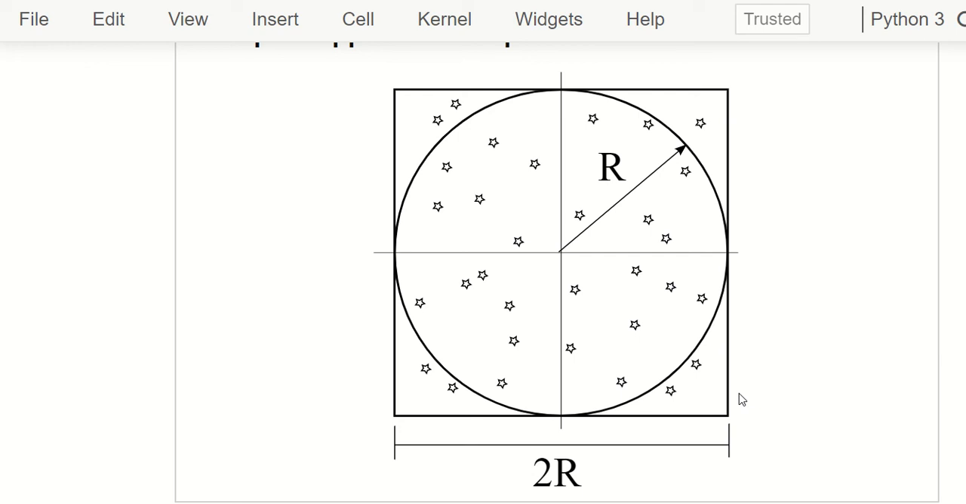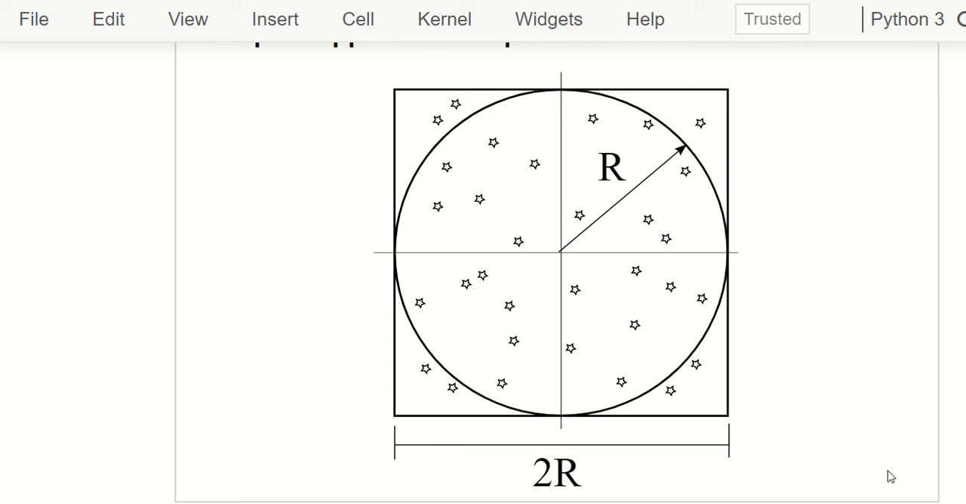So one way would be to say, I want to generate a random number between 0 and 2R, or I can say I want to generate a random number between minus R and plus R. Right. Everybody happy with that? But that's not the whole story, though. What else do I need to do? Just think about this a little bit.